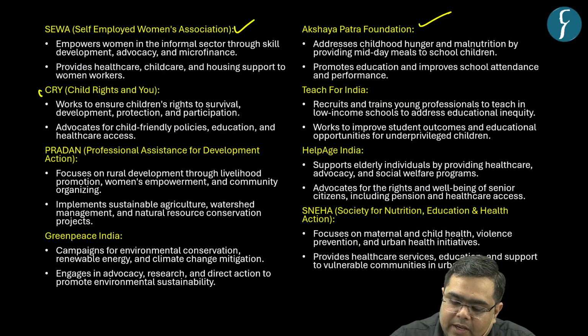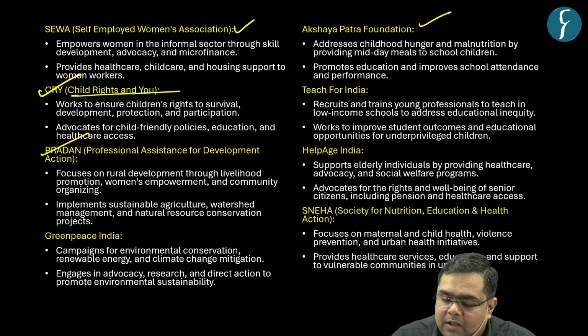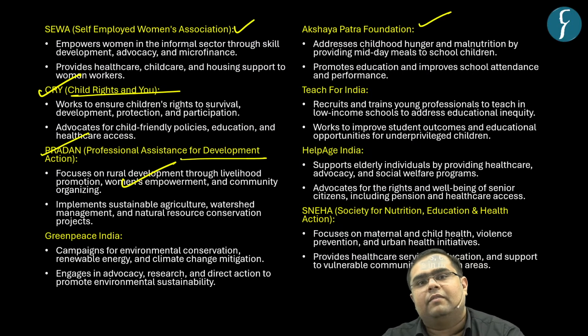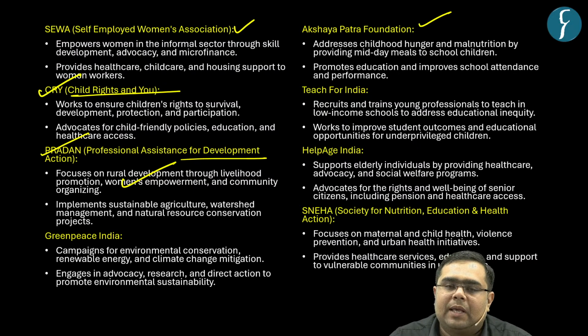Then there is an NGO by the name of CRY, that is Child Rights and You. Then there is an NGO with the name of PRADAN, Professional Assistance for Development Action, which focuses on rural development. Then there is a very famous NGO which comes from time to time, you must have seen in news, that is Greenpeace India, which is an arm of Greenpeace International. Again, the purpose of this NGO is limited to advocacy with the government when it comes to environmental sustainability and environmental rights.